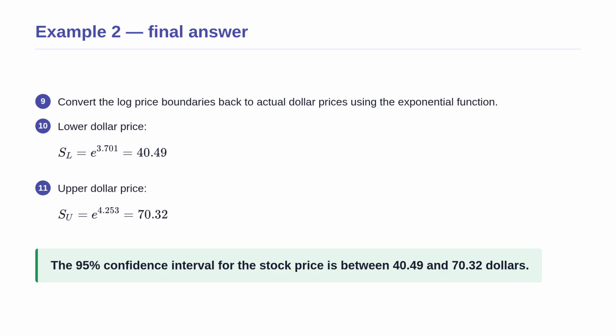However, we need the actual dollar prices. To find these, we must reverse the natural logarithm by using the exponential function on both boundaries. Raising the mathematical constant e to the power of 3.701 gives us $40.49. Doing the same for the upper bound gives $70.32. Notice that this interval stretches further upward than downward, perfectly illustrating the right-skewed shape of the log-normal distribution.